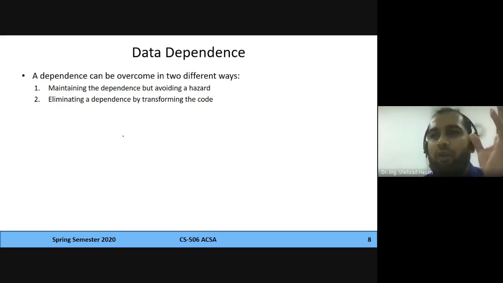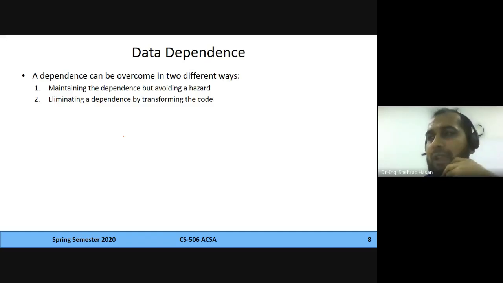Try to avoid that stall, basically. By hazard, we are actually focusing on removing that stall, because stall is a difficult, problematic thing. It's going to reduce performance. So maintain the dependence. Let the dependence be there, but try to avoid the stalls due to those hazards.